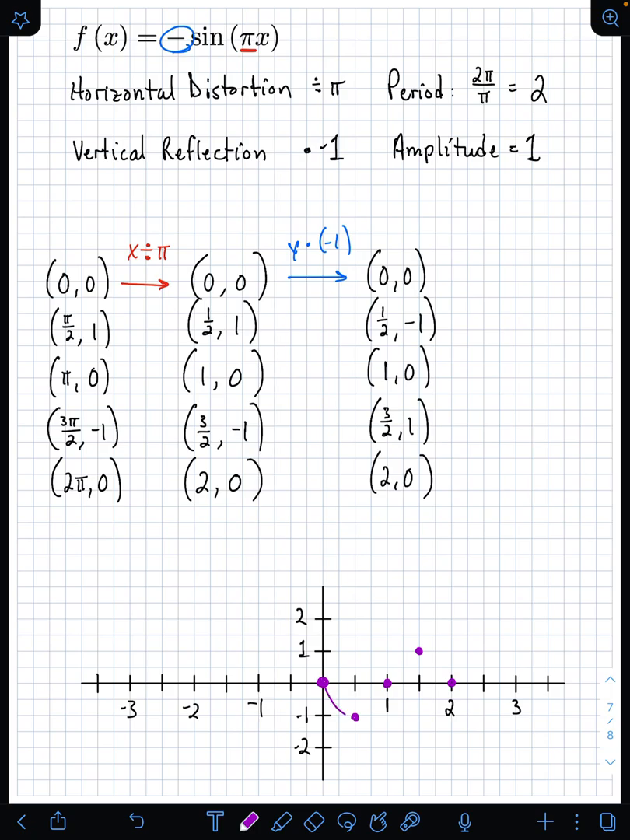So it is a vertical reflection of the sine function. Yes, because instead of going up first and then down, it goes down first and then up. And then, of course, we can extend that in each direction as far as we need to, as far as the grid will allow.